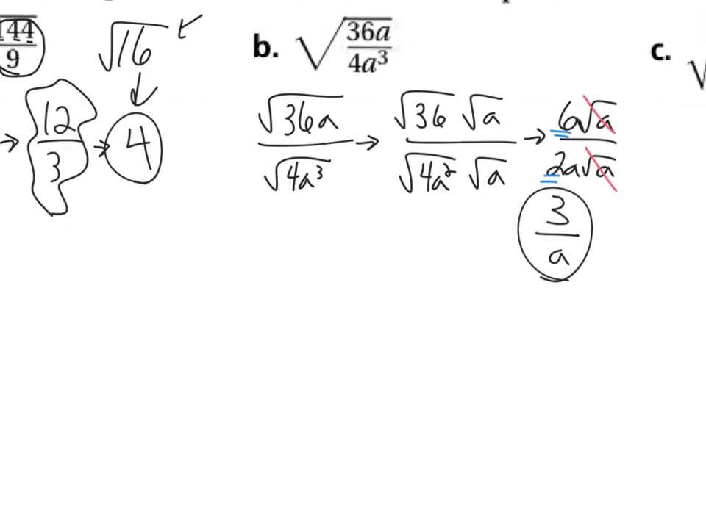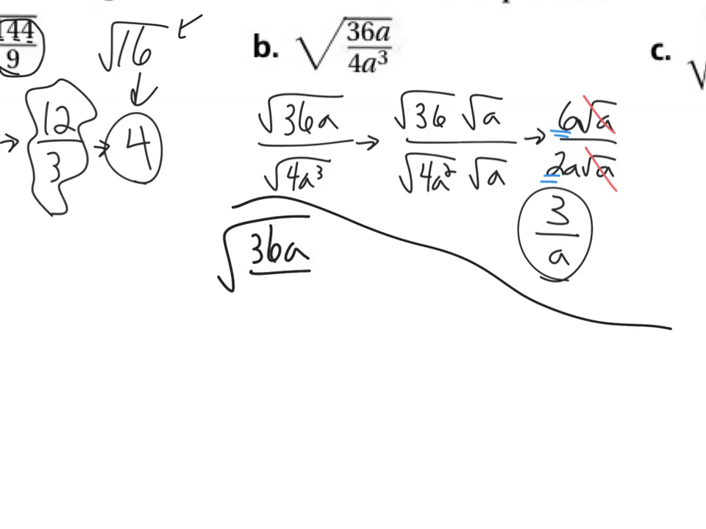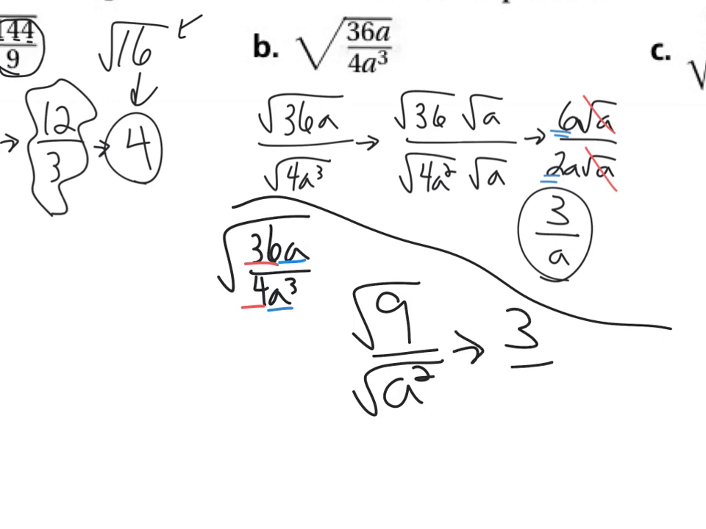And like I said, usually there's multiple ways of doing these problems. So a different way we could have done this is you could have tried to reduce ahead of time. So 36 and 4, we can divide, that would be 9. And then with the a's, we could cancel out an a and we'd be left with a squared in the denominator. And then if you want to split it up into 2 separate parts, we could get 3 over a that way also.